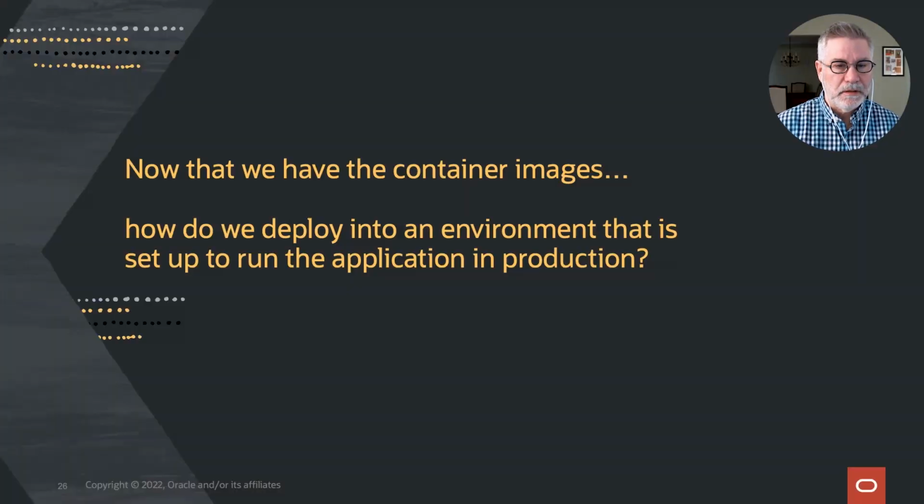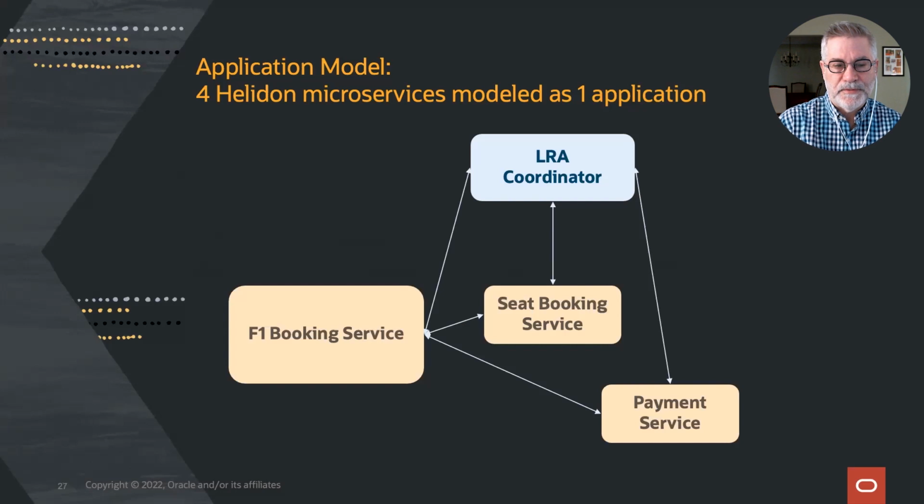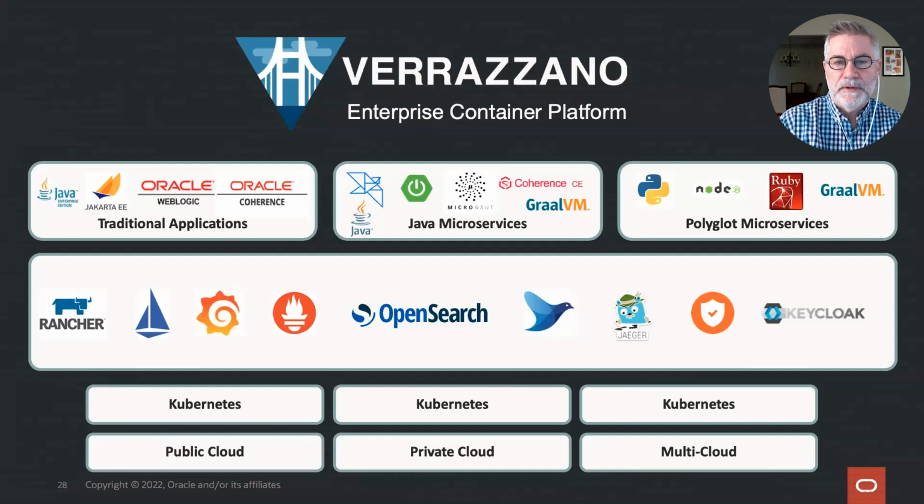Now that we have these container images, how do we actually take them and deploy them into the cloud? So we have these 4 microservices, and we have them together as, and I'm calling it here, an application model. I'm using that term very specifically because we're going to use Verrazzano to deploy this application system into the cloud. If you're not familiar, Verrazzano is an enterprise container platform.